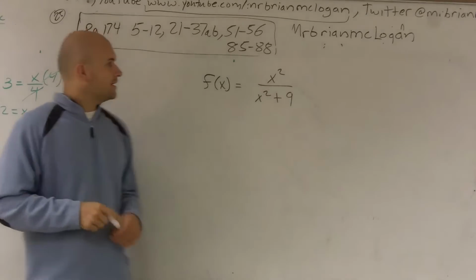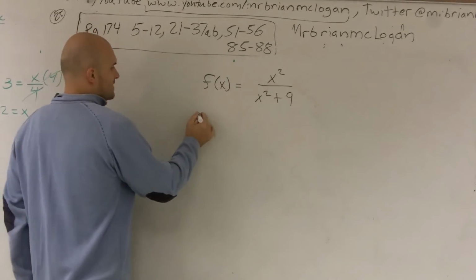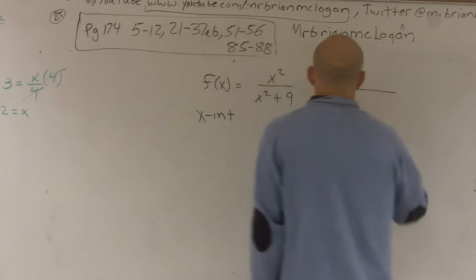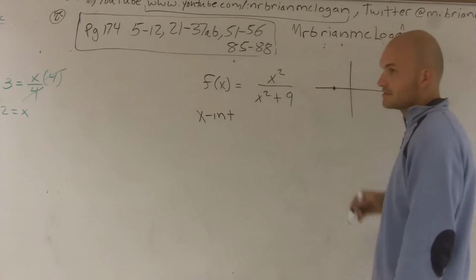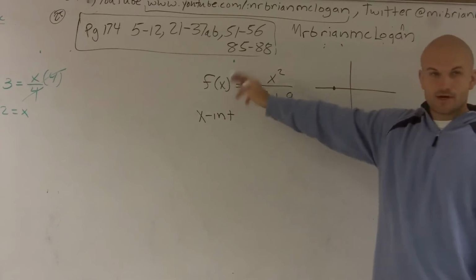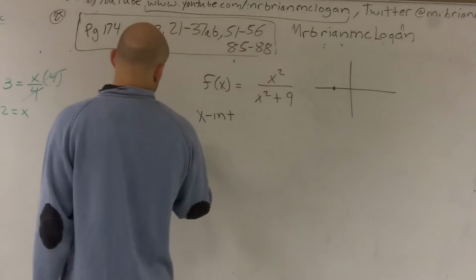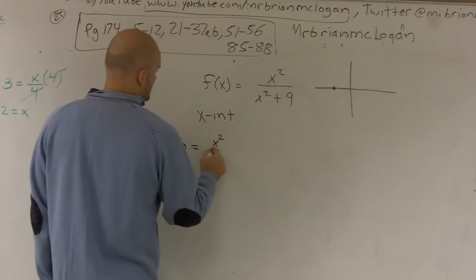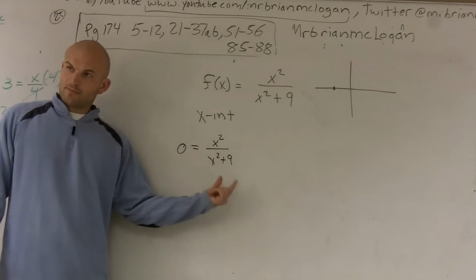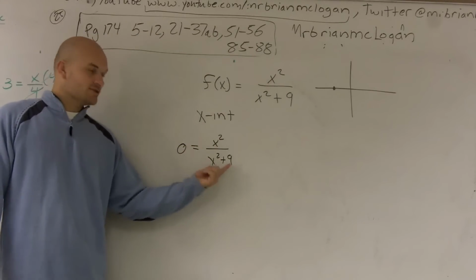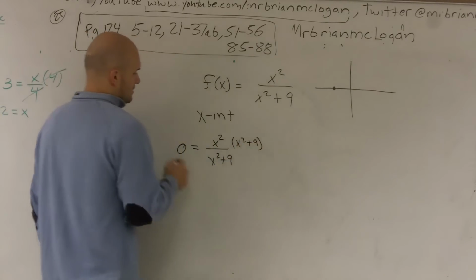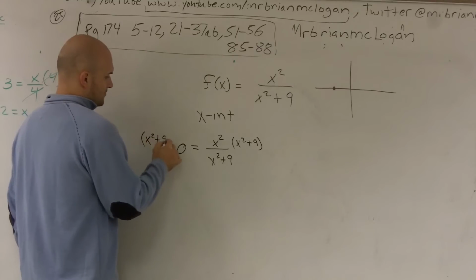Well, let me show you. If I wanted to find the x and y intercepts, to find the x-intercept, remember and visualize the graph, the x-intercept is where it crosses the x-axis. That means your output value, or your y value, is equal to 0. So I plug in 0 for f of x. 0 equals x squared over x squared plus 9. Since x squared plus 9 is on the bottom of my fraction, my denominator, to get rid of it I need to multiply by that number on both sides.